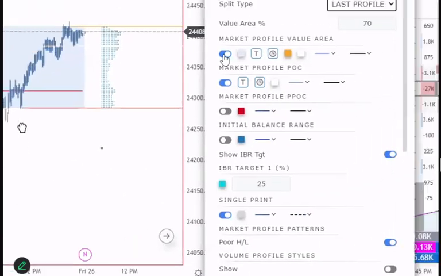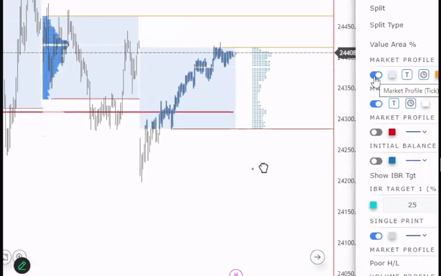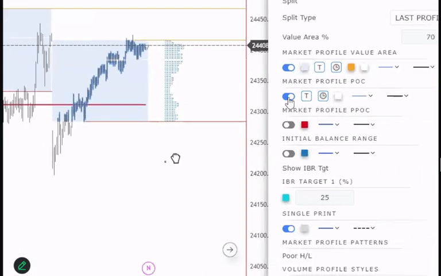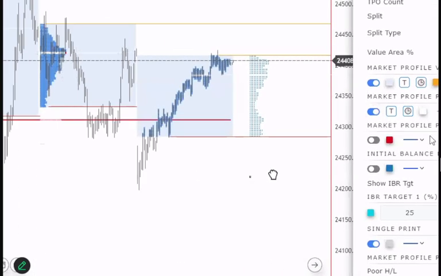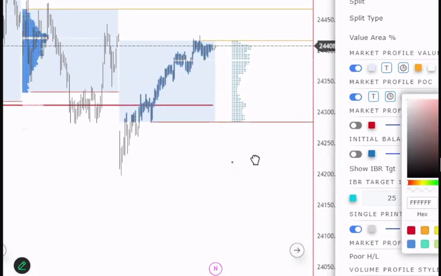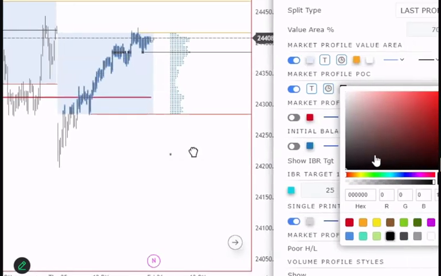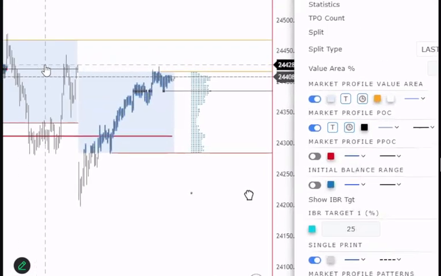Value area can be highlighted here. So for example, this is the value area. Then the POC can be highlighted here, so I have the POCs marked. You see white line POCs; unfortunately it is a white line, but you can change the color here if you want. So I've made it black now. Now if you see, the POC line is all black.